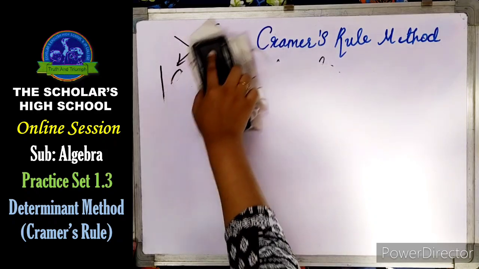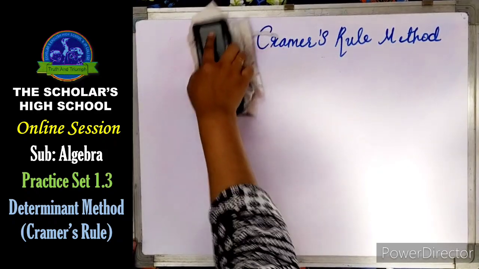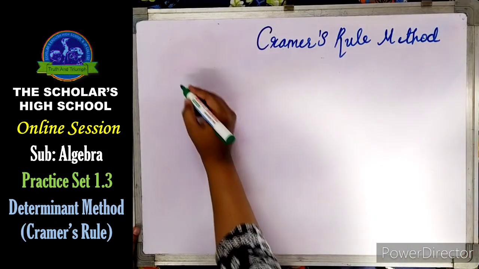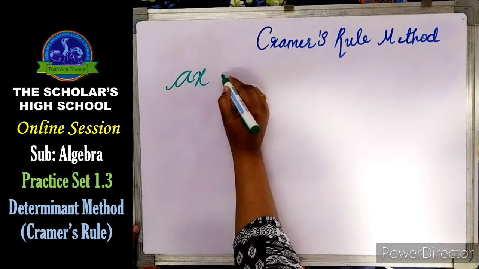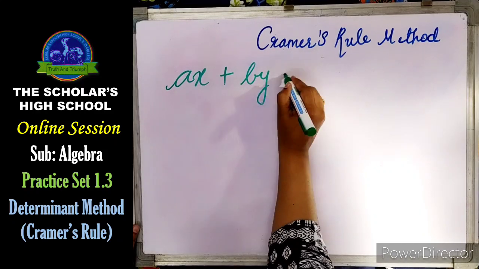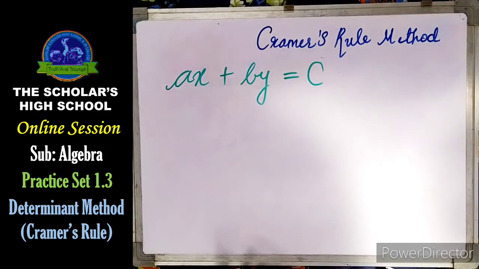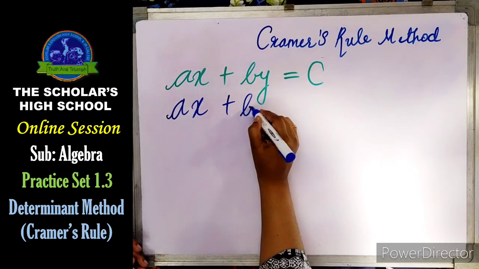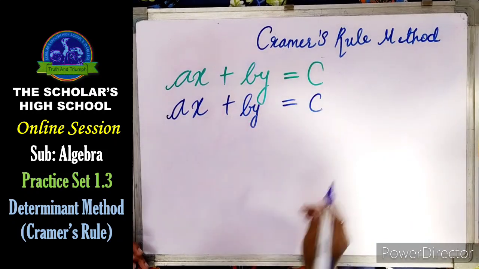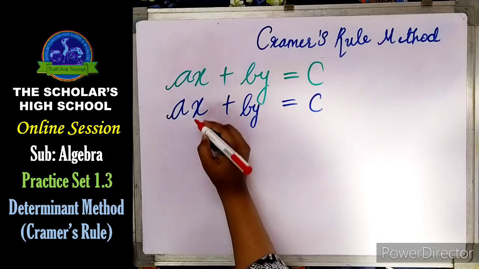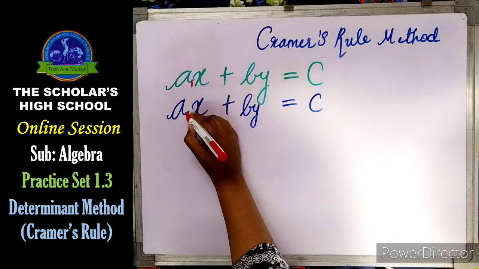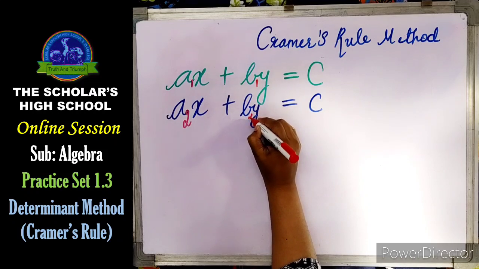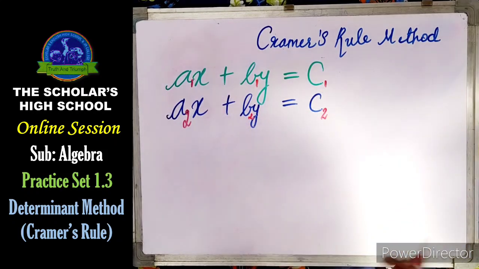Now first of all, let us see what is our general linear equation. The general form of linear equation is AX plus BY equal to C. I hope you all remember it. Now, each and every linear equation we solve by using the simultaneous equation. So it will be again AX plus BY equal to C. As there are two forms of that particular equation, we are going to use A1, A2, B1, B2, C1, C2.